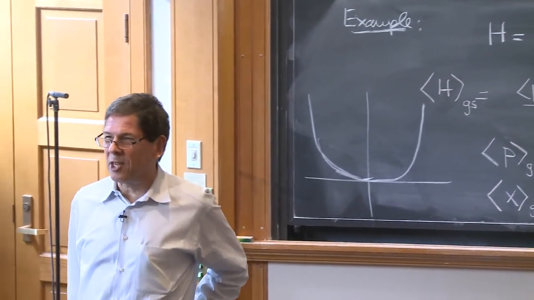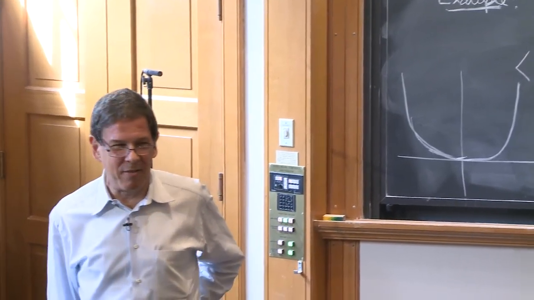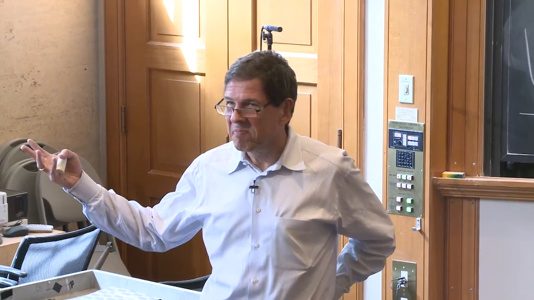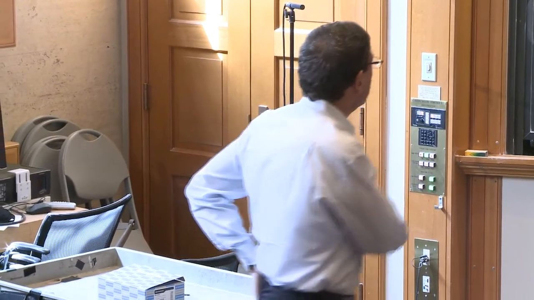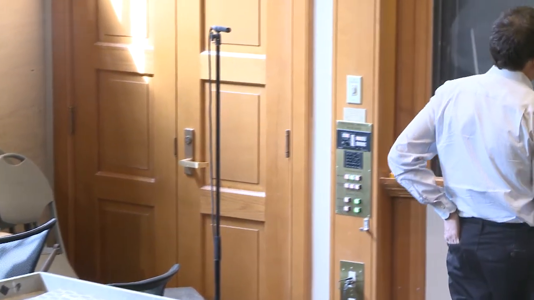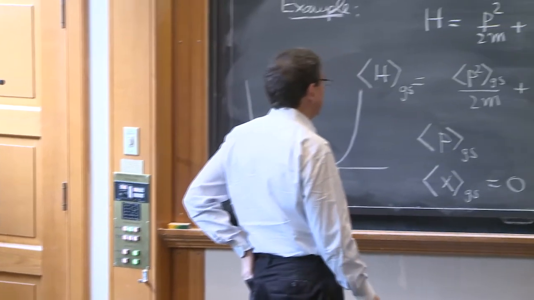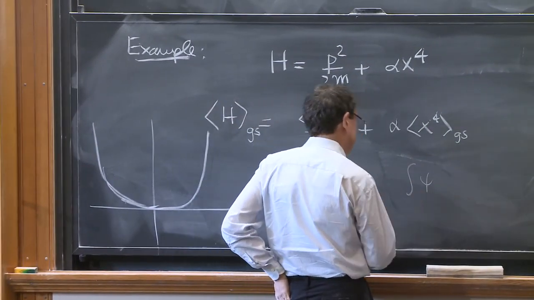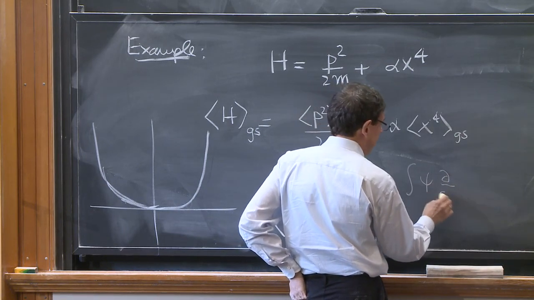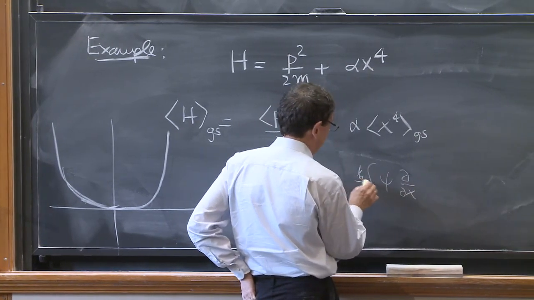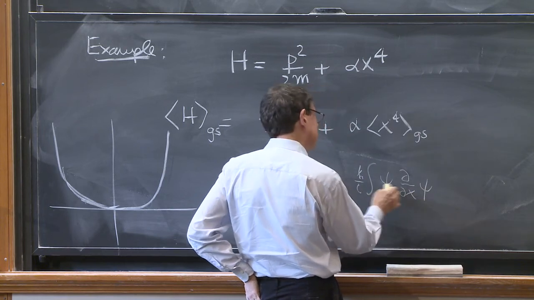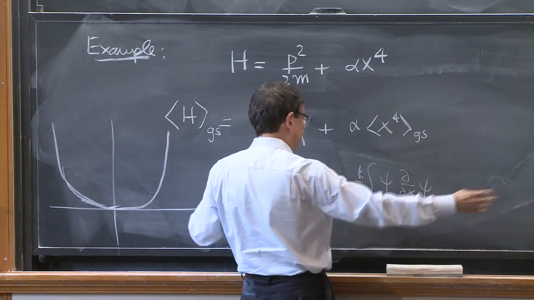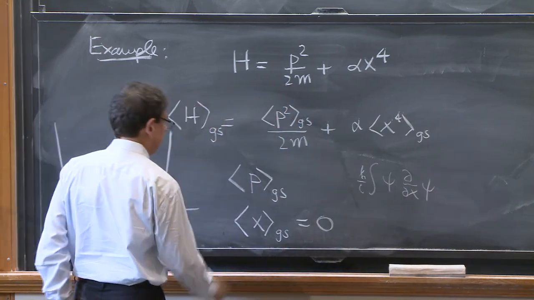Similarly, the expectation value of the momentum in the ground state, what is it? It's 0 too. And you can imagine just computing it. It would be the integral of psi, psi is going to be real, dx, h bar over i, d psi. This is a total derivative. If it's a bound state, it's 0 at the ends. This is 0.